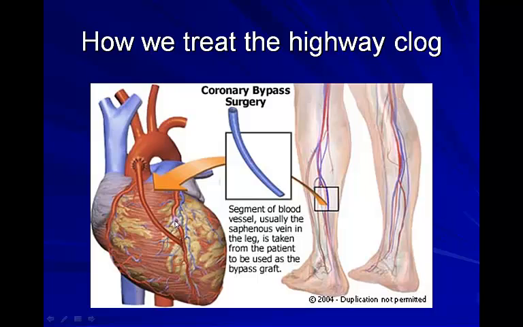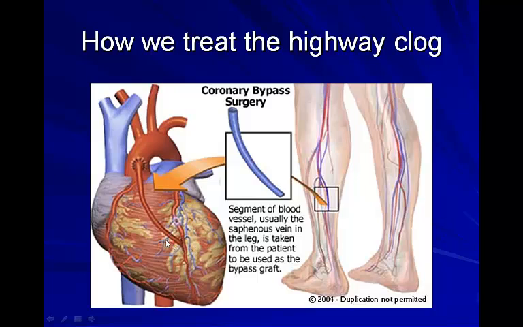So if there's a blockage in one of those vessels, all this area that was fed by that vessel is now starting to die. And so when somebody starts to feel chest pain, what they're feeling is the results of that blockage, and that can slow down heart function or maybe even stop it. So when you have this blockage, sometimes you'll do a bypass surgery like this.